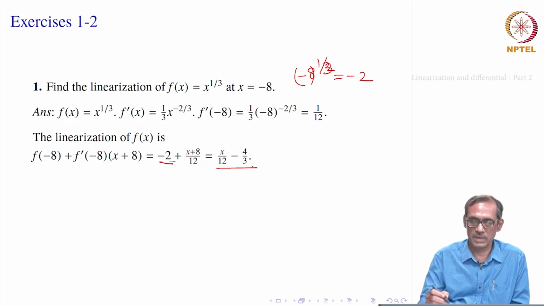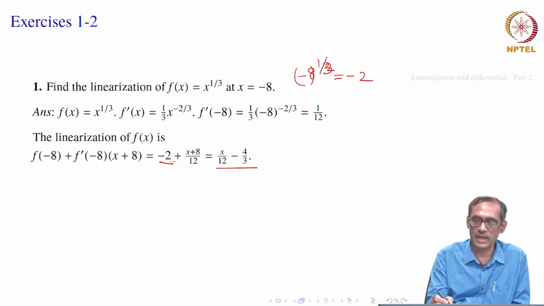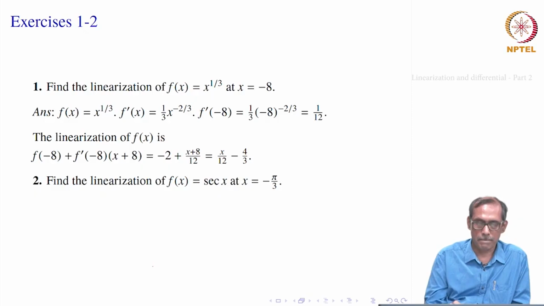Okay. So, that means near x equal to minus 8, you can approximate the function x to the power 1 by 3 as this linear expression x by 12 minus 4 by 3. Of course, there will be something which will go to 0 as the difference between the point minus 8 and that new point goes to 0. Okay. So, let us take the second problem.